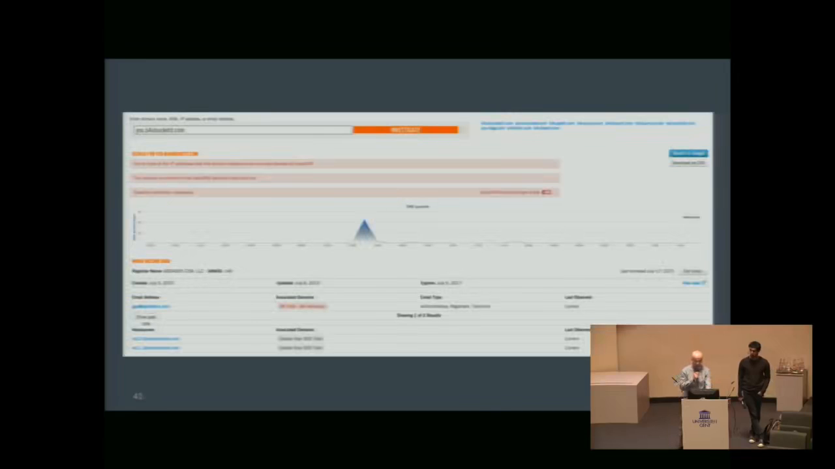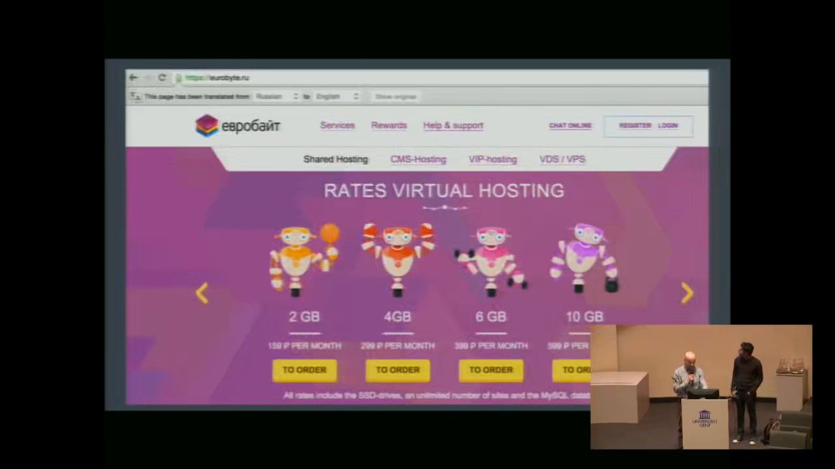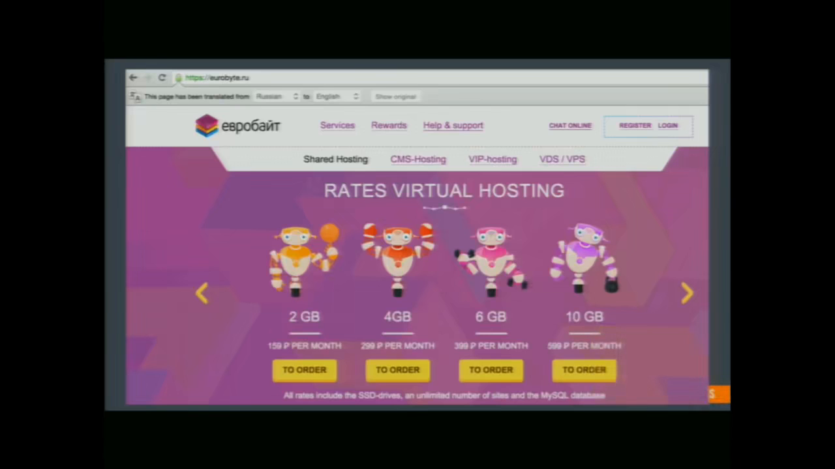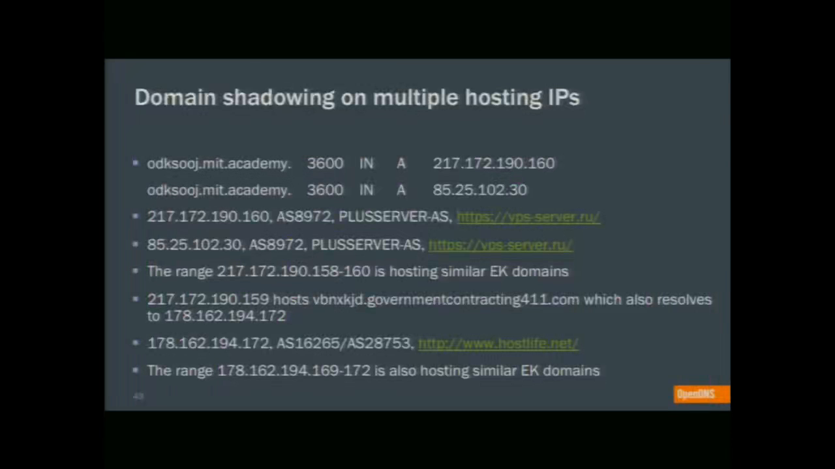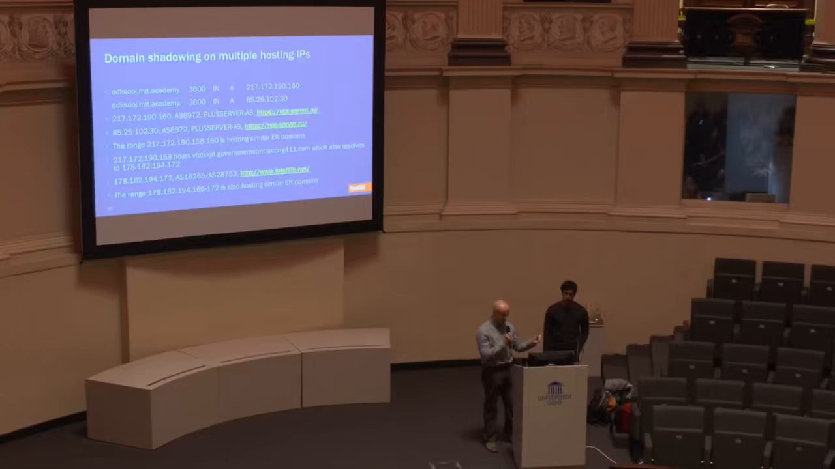This is kind of the way the spike looks for this exploit kit domain, and that's the Eurobyte.ru hoster. Now, taking a look at the next pattern in terms of hosting infrastructure, as we associated with the spiky domain. This one is still using the domain shadowing technique. So you have the domain mit.academy with a subdomain.